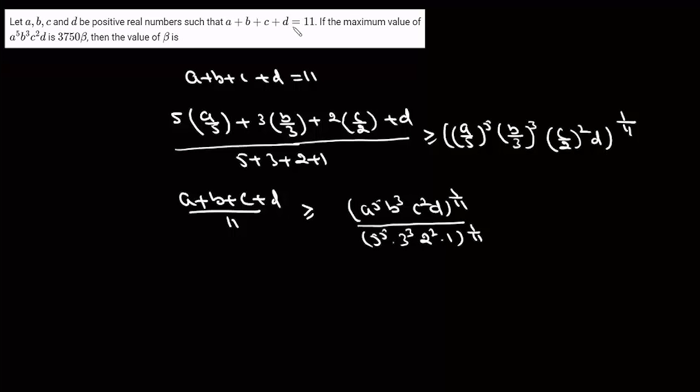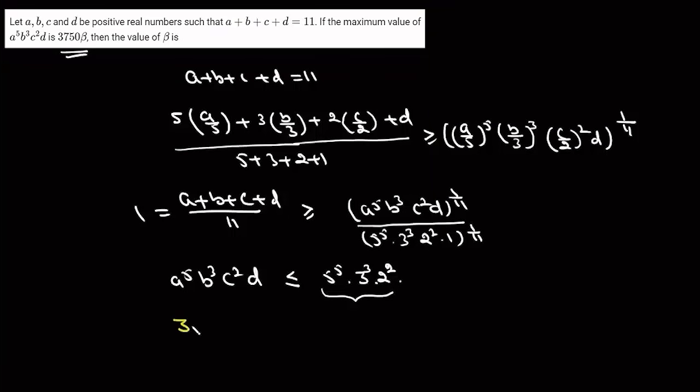Now we are given that a plus b plus c plus d is 11. So this 11 by 11 will be 1. So we can write this as 1. And if we cross multiply, we can write a to the power 5, b cube, c square, d will always be less than or equal to 5 to the power 5, 3 cube into 2 square. So the maximum value of this expression is 5 to the power 5, 3 cube into 2 square. Now it says its maximum value is 3750 beta. So we can write 3750 beta will be equal to 5 to the power 5 into 3 cube into 2 square.